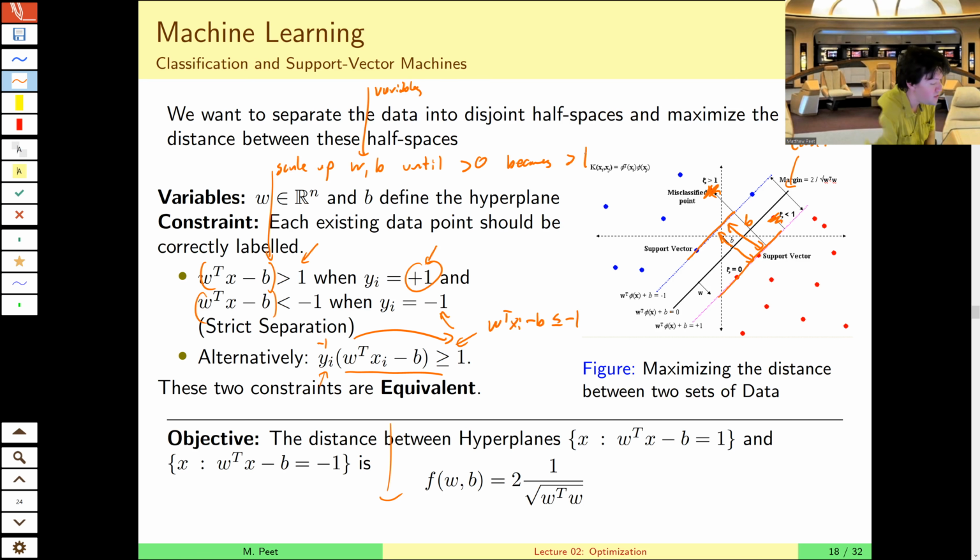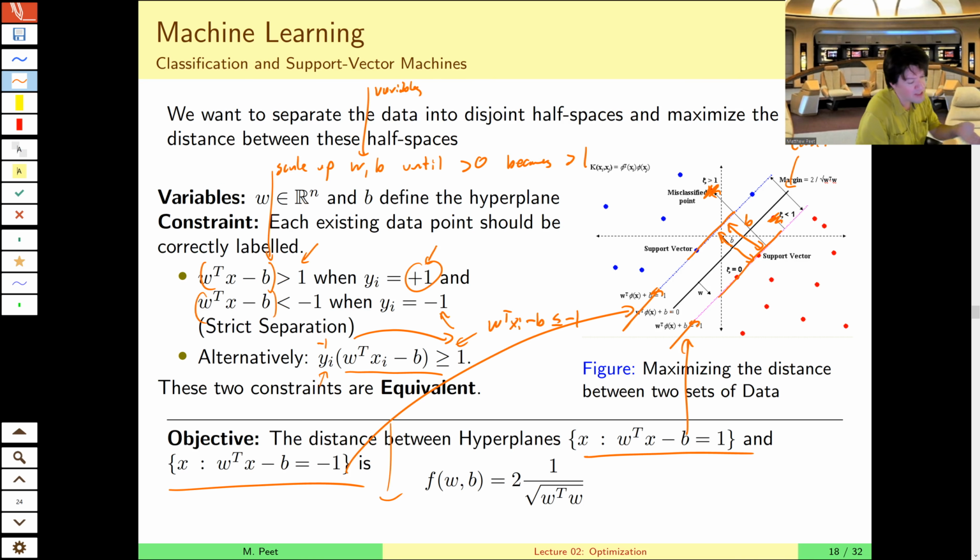Right. So again, that's also an equivalent optimization problem. But the key is that now we can say what these hyperplanes are. They are these two hyperplanes: W transpose x minus b equals 1 and W transpose x minus b equals -1. That's hyperplane 1 and that's hyperplane 2. And now we want to maximize the distance between them.